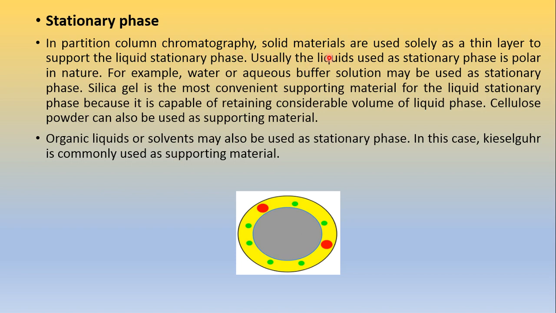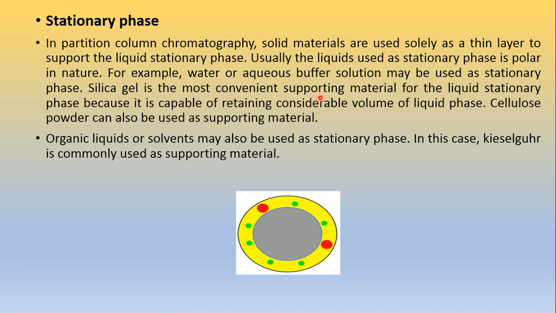In partition column chromatography, solid materials are used solely as a thin layer to support the liquid stationary phase. The liquid used as stationary phase is polar in nature, for example water or aqueous buffer solution. So this is actually normal phase chromatography where the polar stationary phase is used as liquid, but if we use non-polar then it will come under reversed phase.